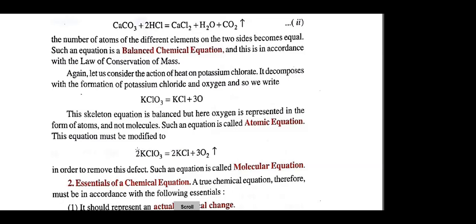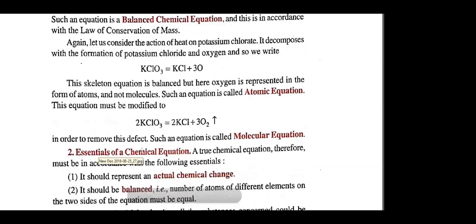So now, when in any reaction all the atoms are equal, it is called a balanced chemical equation. If someone asks you what is the meaning of a balanced chemical equation, tell me. Yes, same number of atoms. Reactant and product should have the same number of atoms of similar kind.